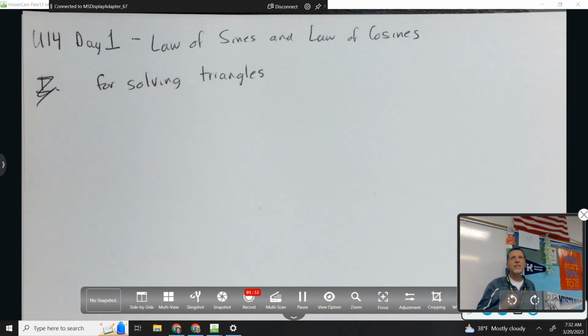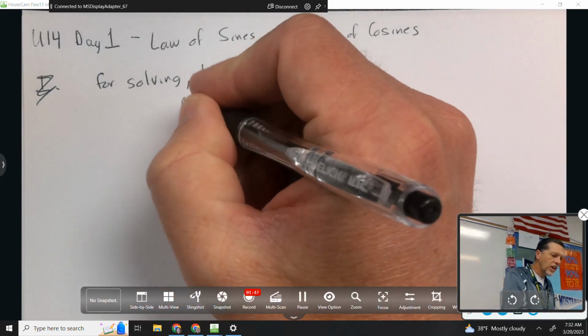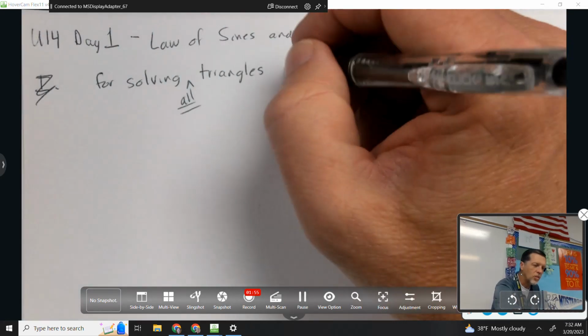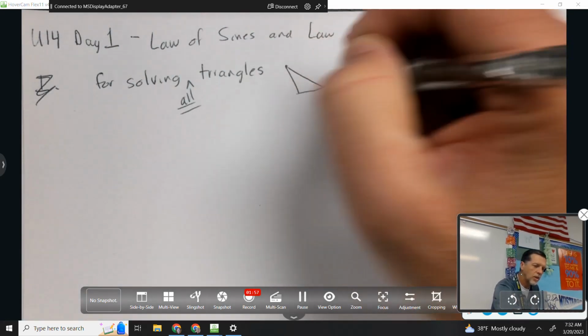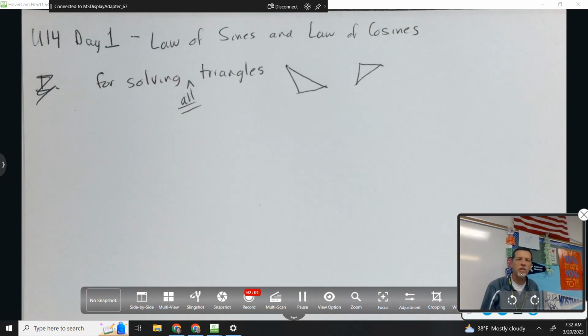And until now, until this unit, really we could only solve right triangles. Right? A squared plus b squared equals c squared, SOHCAHTOA, and you could solve right triangles. With law of sines and law of cosines, we can solve all triangles. They don't have to be right triangles. So that's the big deal with these. You can solve goofy looking triangles. They do not have to be right triangles.